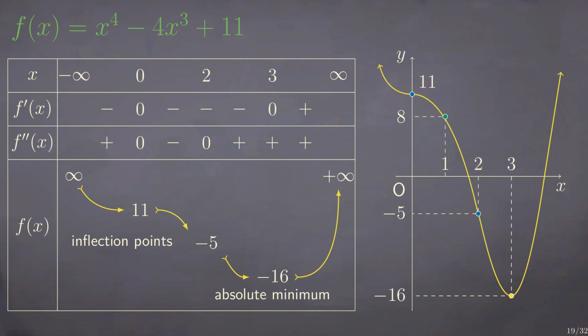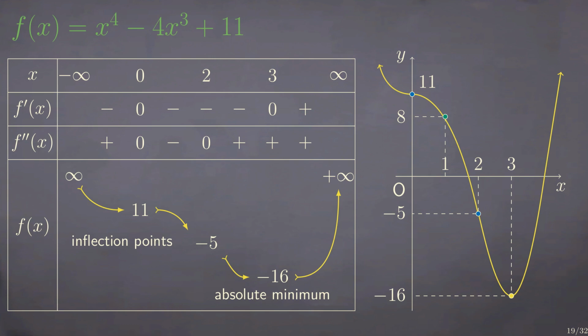And from minus infinity to 0, we see that the second derivative of f is positive. So it means that the concavity of the graph from minus infinity to 0 is up. So through the point with coordinates (0, 11), we see that the concavity of the graph changes. So it means that the point (0, 11) is the first inflection point that we can find. And similarly, the point with coordinates (2, -5) is the second inflection point. These are the only two inflection points of the graph.